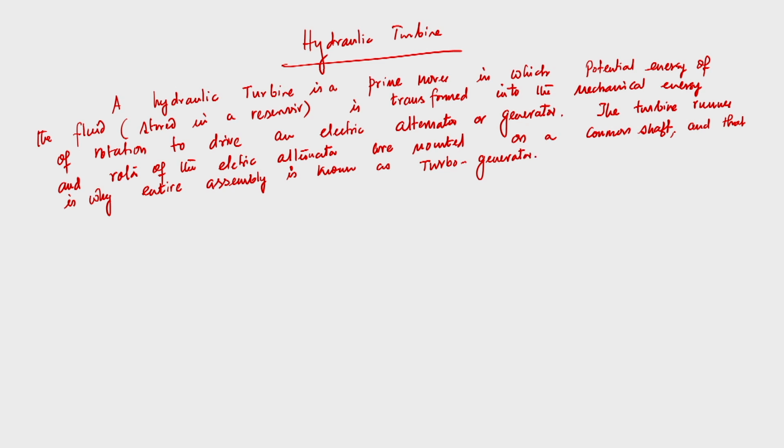So, a hydraulic turbine is a prime mover in which potential energy, which is stored in the reservoir, is transformed into the mechanical energy of rotation to drive an electric alternator or motor. The turbine runner as well as the rotor of the electric motor are mounted on a common shaft, and the entire assembly is known as a turbo generator.